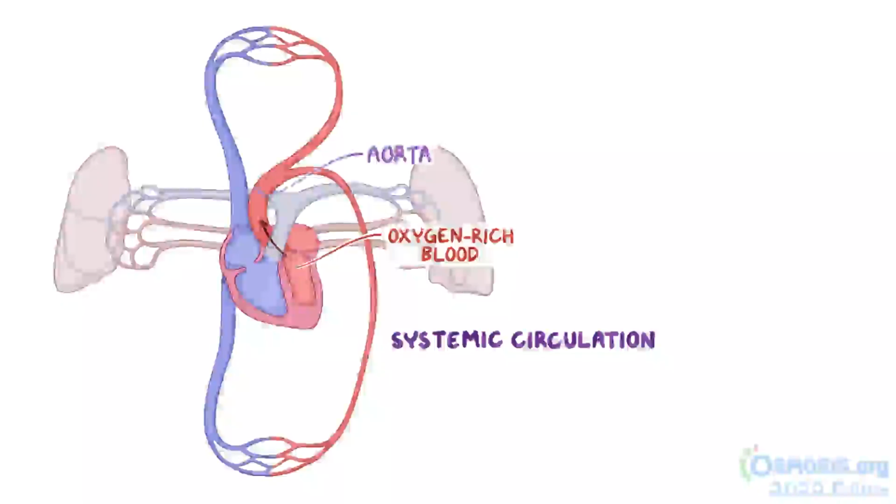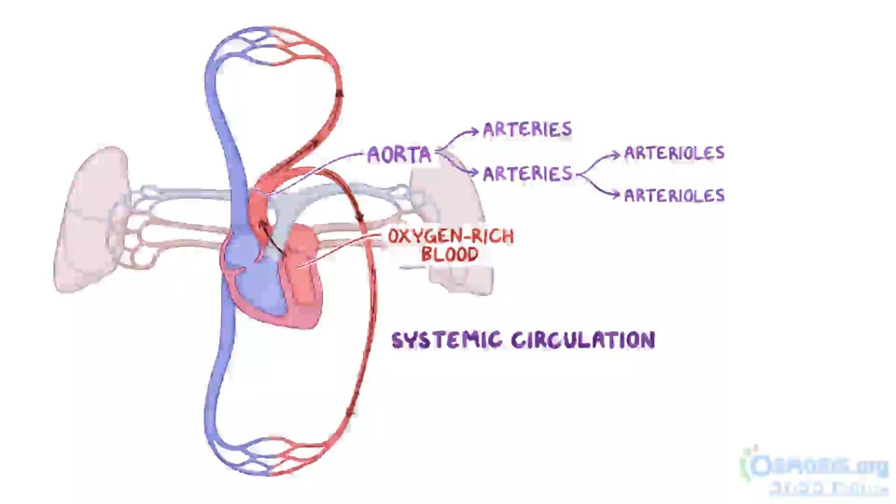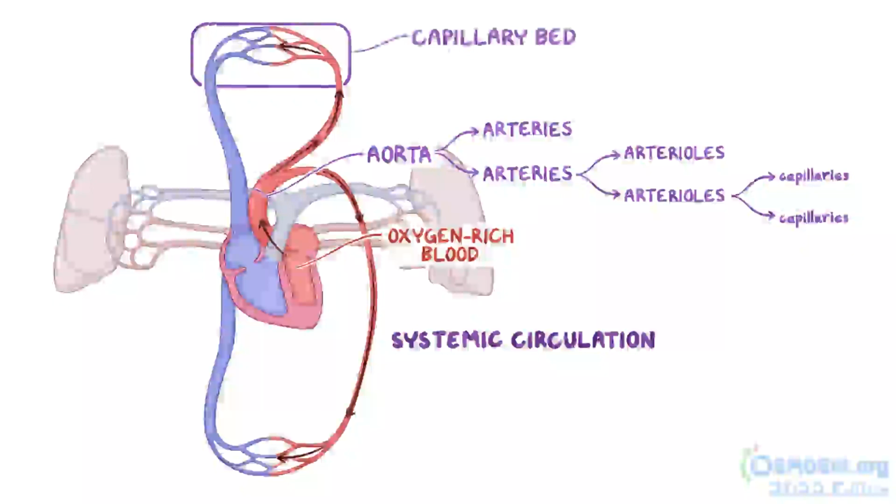Along its course, the aorta gives off smaller arteries that gradually branch into smaller vessels called arterioles. Near the body tissues, these arterioles further divide into smaller vessels called capillaries. These capillaries form small networks called capillary beds in which blood flow is reduced. This reduction in blood flow allows the exchange of gases, nutrients, and waste products between the blood and tissues.